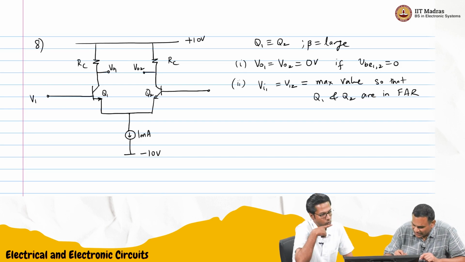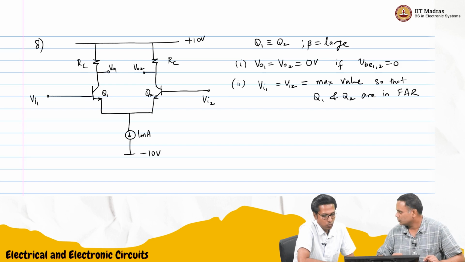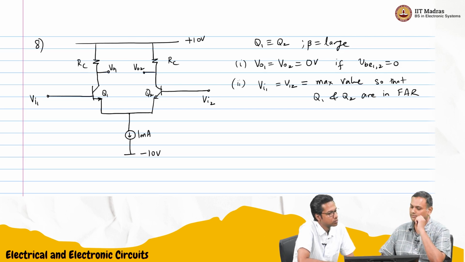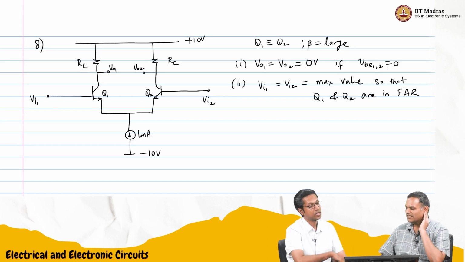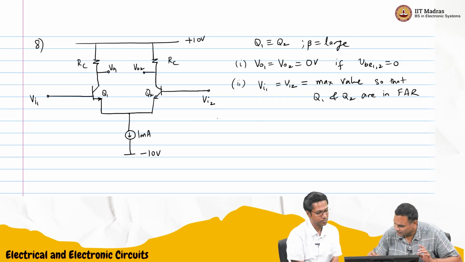So this is what we are giving here, VI1 and VI2. Right now no signal, so small VBE1 and VBE2 are 0. Everything is DC right now. So how do we start? First we will find out the RC required. That is easy.